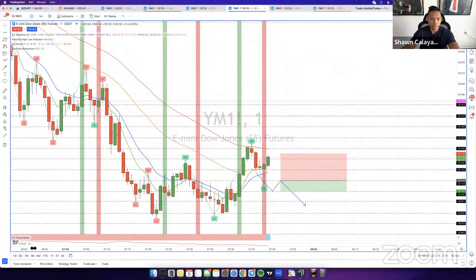Volatility here is very low. It's currently at 16 right now. So anything below 15 is just not worth taking. It's just going to be way too low.